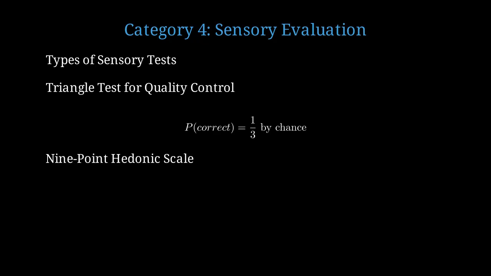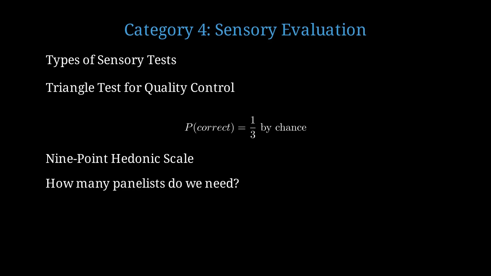In a triangle test, panelists receive 3 samples, 2 identical and 1 different. They must identify the odd sample. This detects if process changes affect product. Probability of correct identification by chance alone is 1/3. Statistical analysis determines if results are significant. The hedonic scale measures liking from 1, dislike extremely, to 9, like extremely. 5 is neither like nor dislike. This quantifies consumer acceptance.